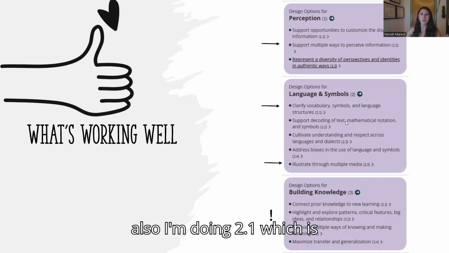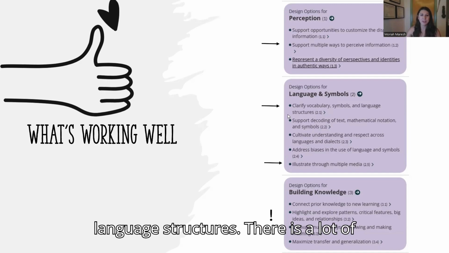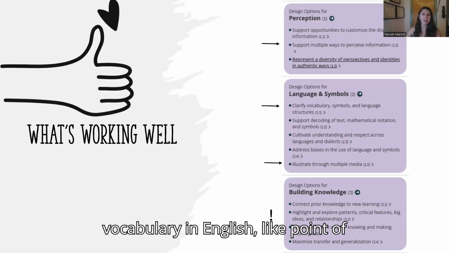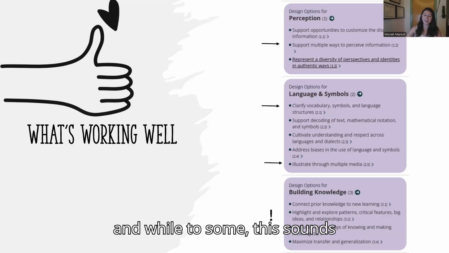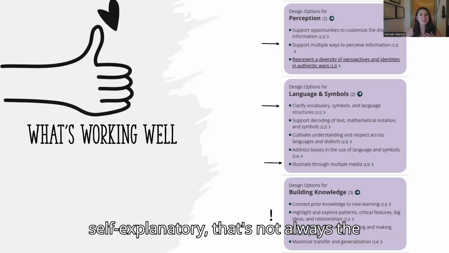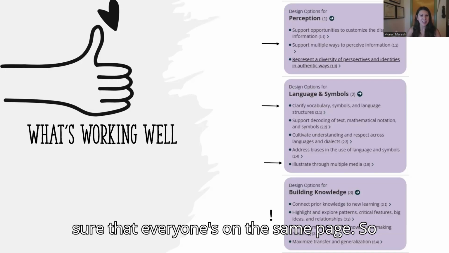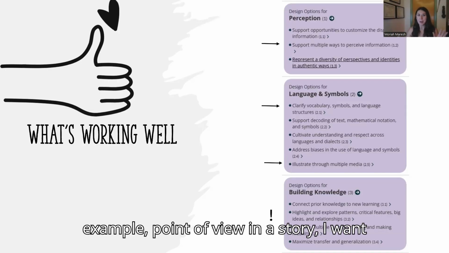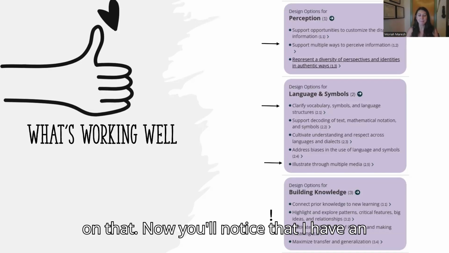I also am doing 2.1, which is clarifying vocabulary, symbols, and language structures. There is a lot of vocabulary in English, like point of view. We have symbolism and theme, and while to some this sounds self-explanatory, that's not always the case. Some students really don't know what these terms mean, and we need to be sure that everyone's on the same page. So before we start getting into, for example, point of view in a story, I want to be sure students know what I mean when I say point of view, so we do spend time on that.